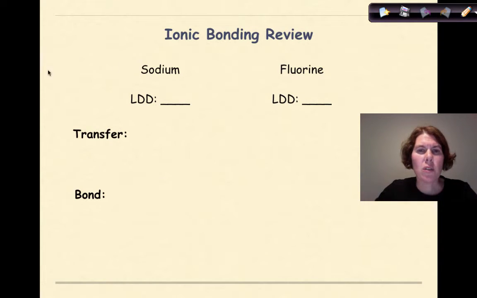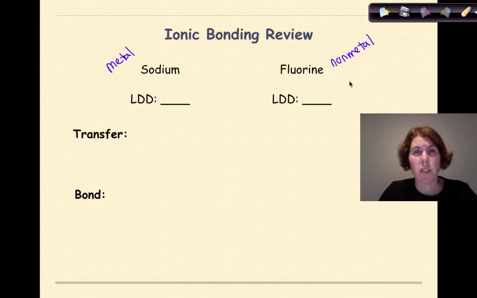If we look at our two examples right here, we have sodium and fluorine. I know that sodium is going to be my metal, and fluorine is going to be my nonmetal. Once I know that, I can figure out which is going to give the electrons and which is going to receive the electrons. The next thing to do is the Lewis dot diagram.